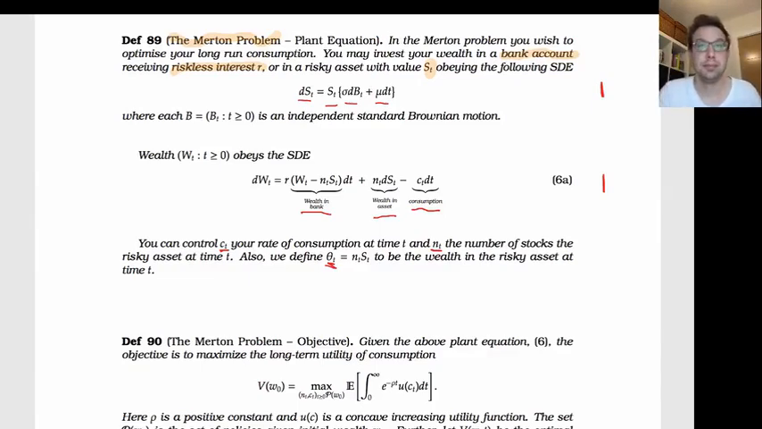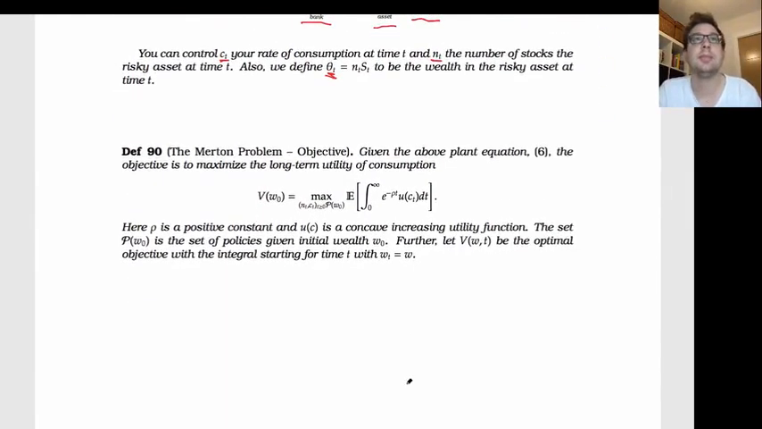Alright. So next, we need to have some idea of what objective we're going to look at. Given the above plant equation 6, our job is going to be to maximize the long-term utility of your consumption. So here I've got some function u, and you probably haven't covered too much about utility functions, so let's just discuss that for a second. A utility function is a sort of value that you get for having some amount of money or wealth or capital, or consumption in this case.